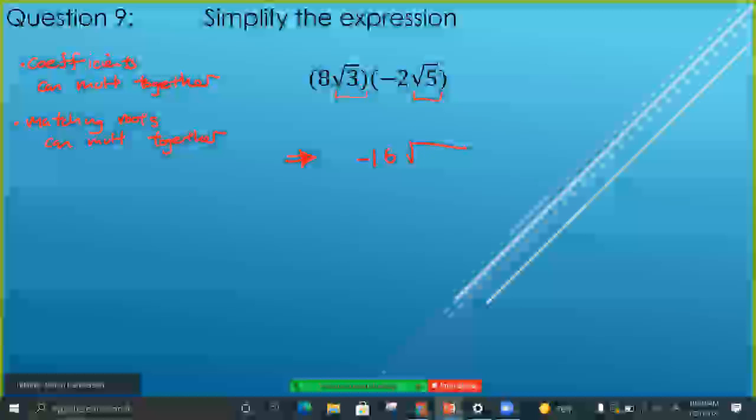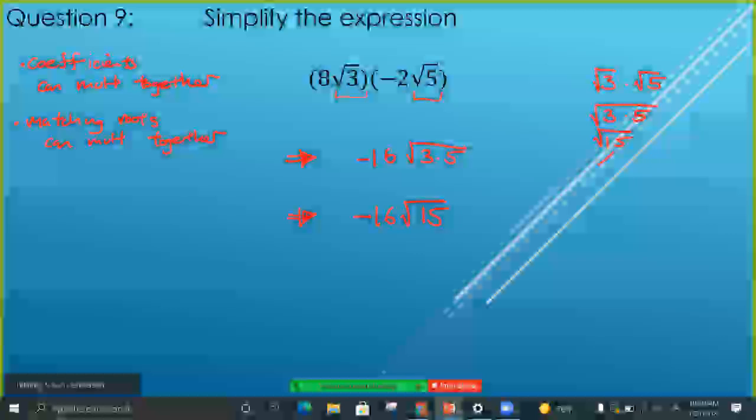So think about it this way. I can multiply together my matching root numbers. So basically it's square root of 3 times 5. It's just some side work here. √3 times √5, if I just focus in on my root numbers and multiply them, I jam them together into 1, 3 times 5 together, and then √15. So we've got -16 √15. This can't be simplified further.